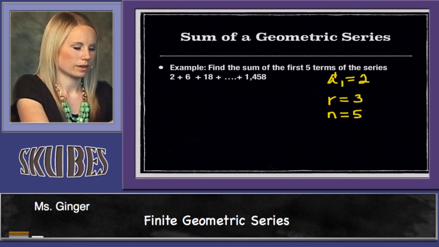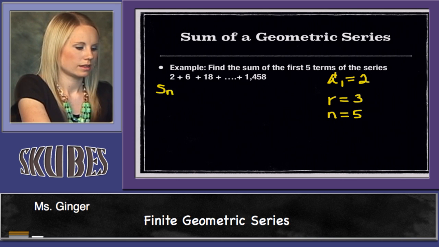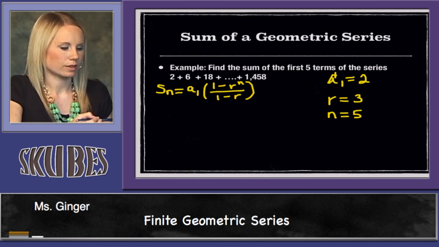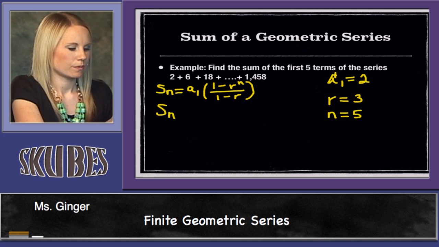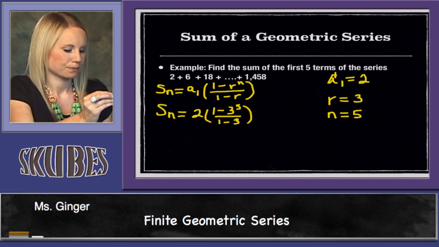Okay, so our formula was the sum equals a sub 1 in parentheses 1 minus r to the n over 1 minus r. Okay, we're going to start filling in this info that's over here to the right. So S sub n equals 2. We're going to have 1 minus our common ratio raised to the 5th power over 1 minus our common ratio again.